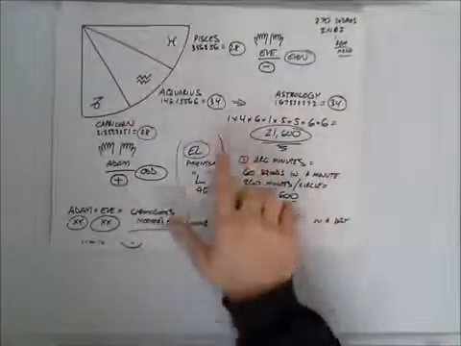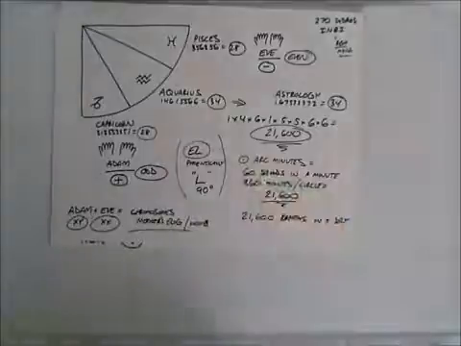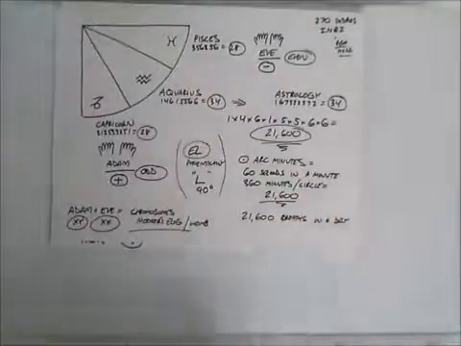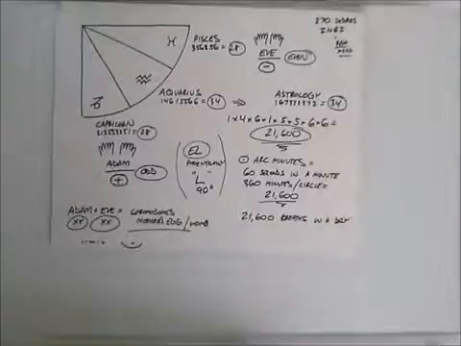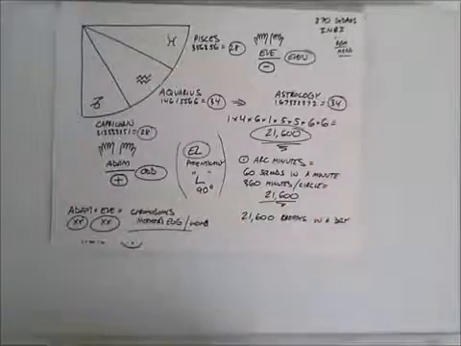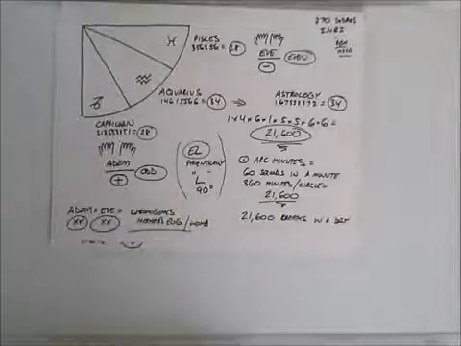We actually multiplied Aquarius. 1 times 4 times 6 times 1 times 5 times 5 times 6 times 6 equals 21,600. We saw that there's 21,600 arc minutes at the equatorial circumference of the Earth, and that the human being takes 21,600 breaths in a single day.